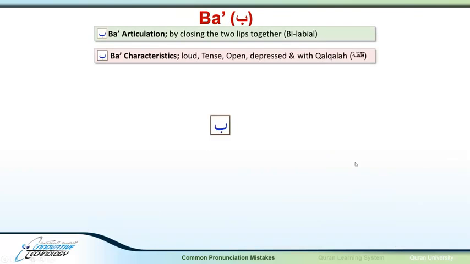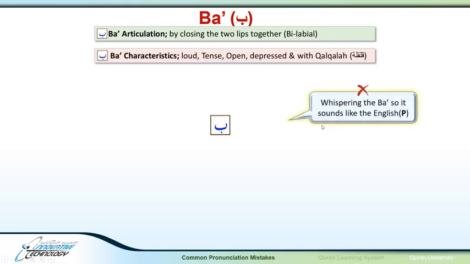Let's start by discussing the common mistakes for the ba letter. The first mistake of the ba is whispering the ba so it sounds like an English P. Example: Bismillah, P-ismillah. This is wrong. It should be like this: Bismillah. So the proper way is to pronounce the Arabic ba like the English B and not the P.